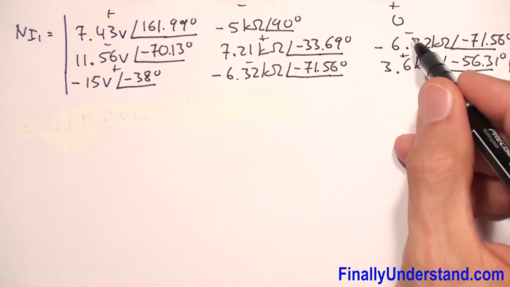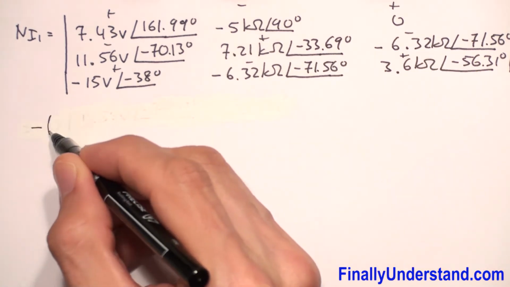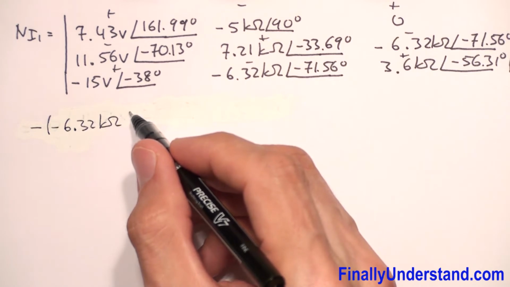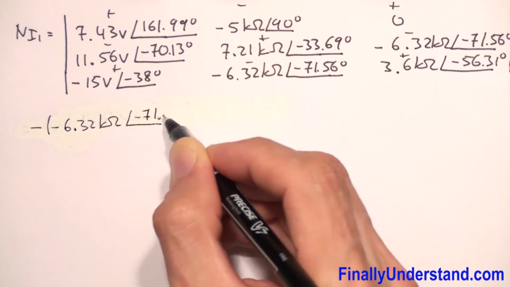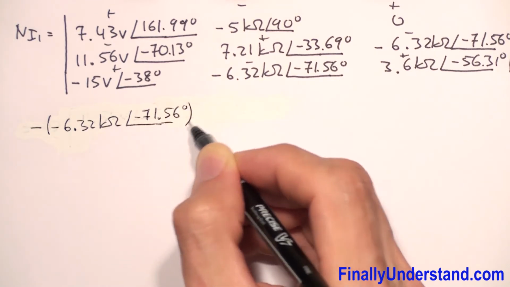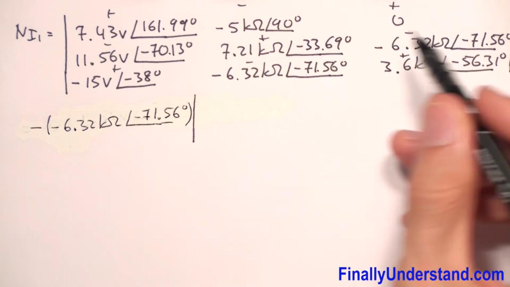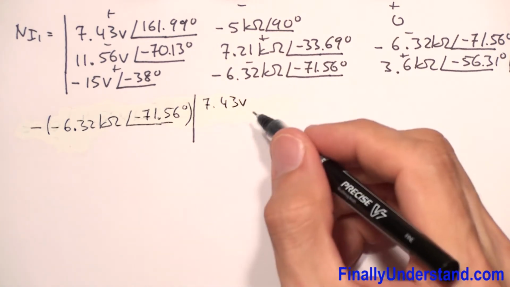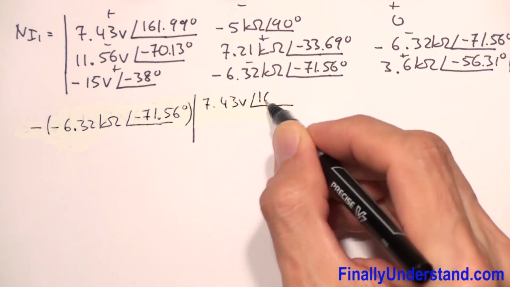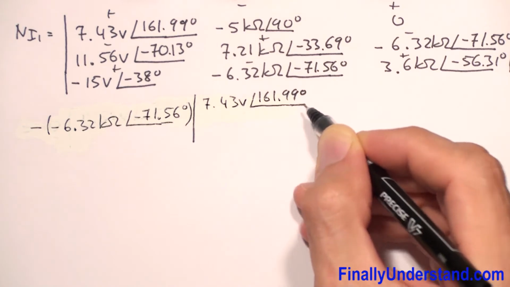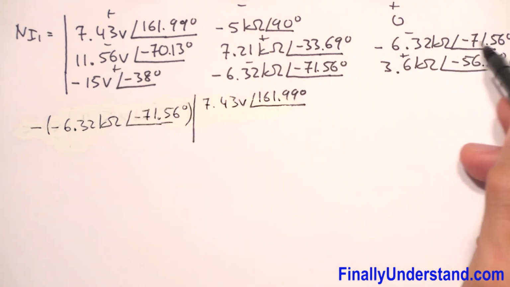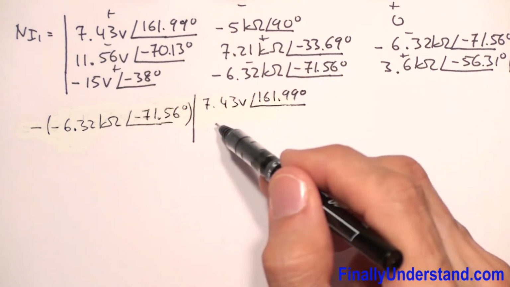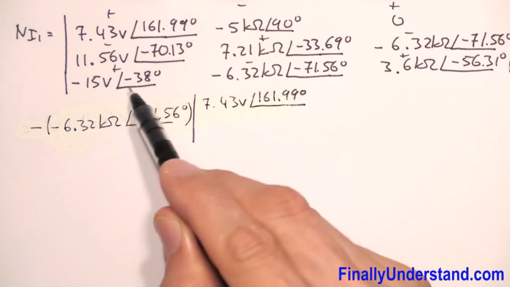I have negative, because I have negative at the top, negative times negative 6.32 kilo ohms and angle of negative 71.56 degrees, times 7.43 volts and angle of 161.99 degrees. And remember, because I'm using this number over here, I cannot use anything else from this row and this column, so I'm going to just write over here whatever is left. So I mean these two values and these two.